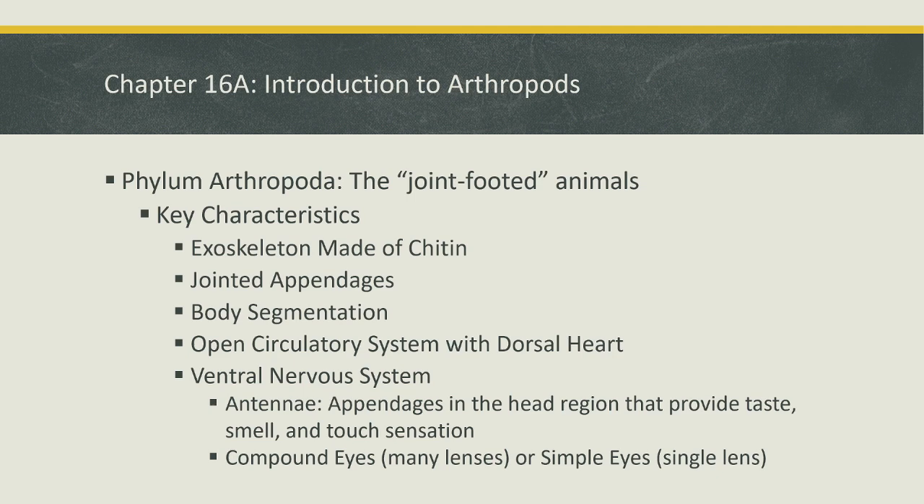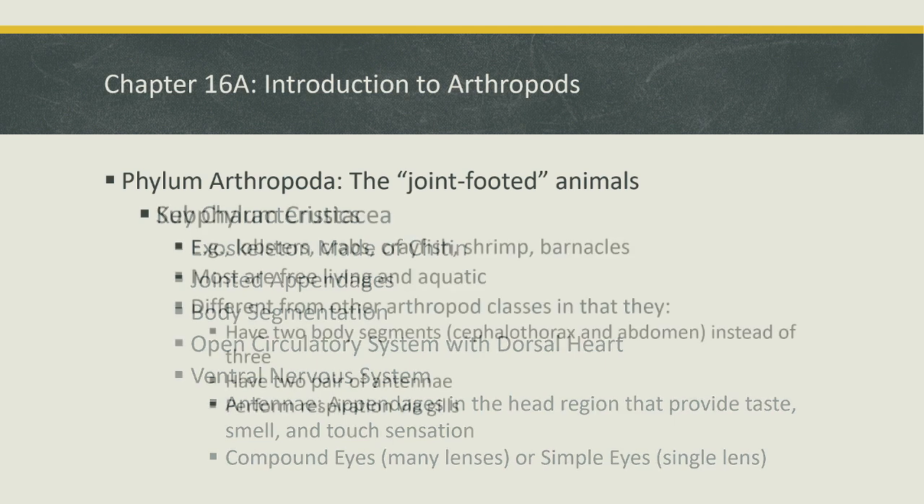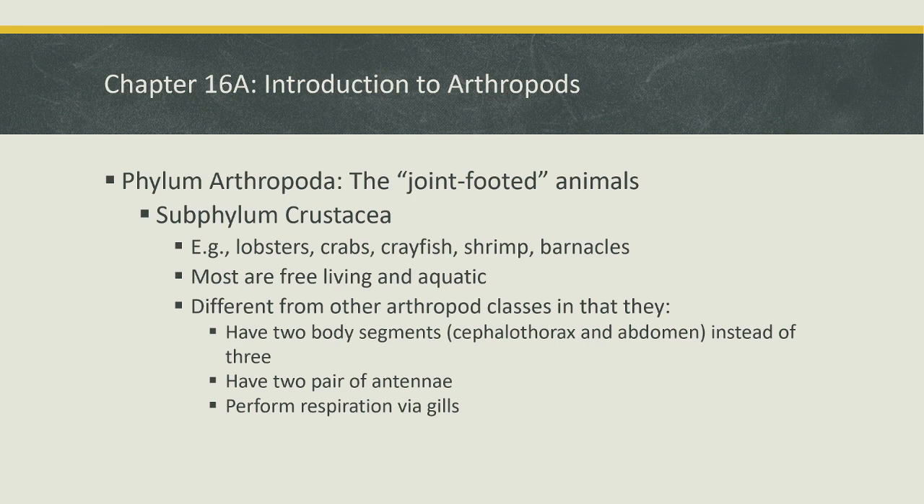Antennae. These are appendages in the head region that provide taste, smell, and touch sensation. And then some arthropods have compound eyes, and a compound eye has many lenses. There's a video later that will give maybe a little bit of a sense of how insects with compound eyes see. And then some arthropods have simple eyes. That's an eye like ours, where there's just one lens per eye. And so that's it for characteristics.